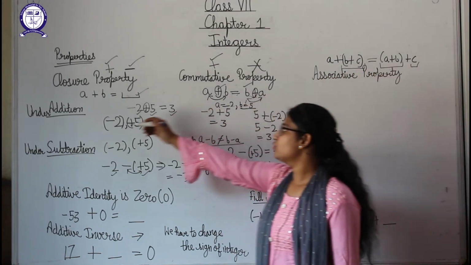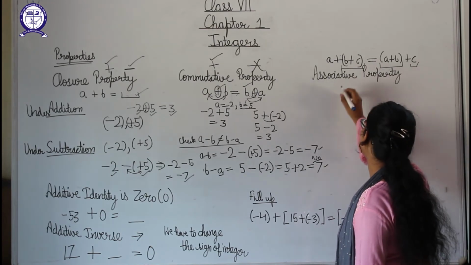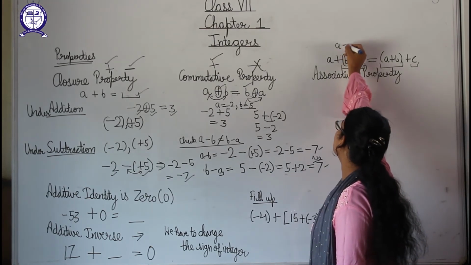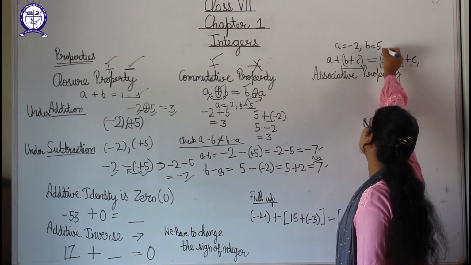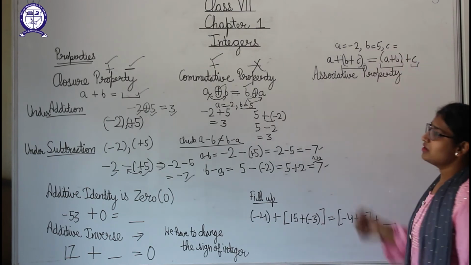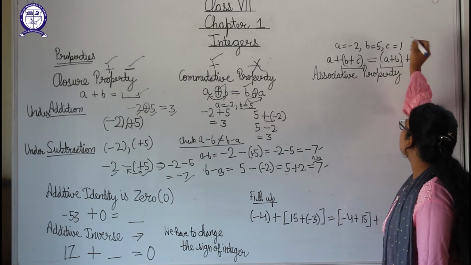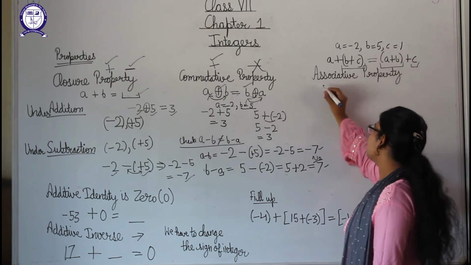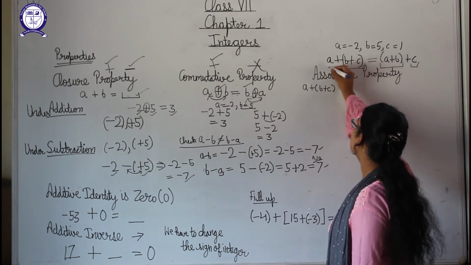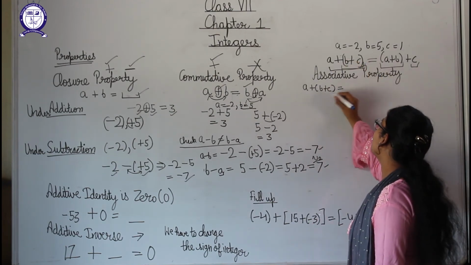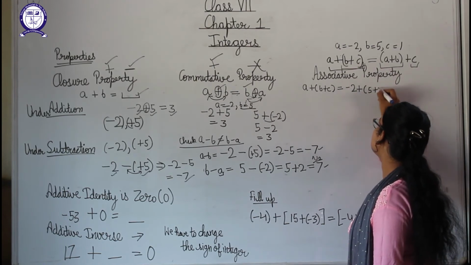Okay, so we will do it for addition here. We will take three integers. We will take the value of a as -2, which we have taken earlier. We will take b as 5, and we can take c as any integer. Suppose I am taking 1 here. Now for addition, we will check a plus b plus c, meaning we will see what answer we get on this one side. So what is a? -2. Now b plus c: b is 5 and c is 1.